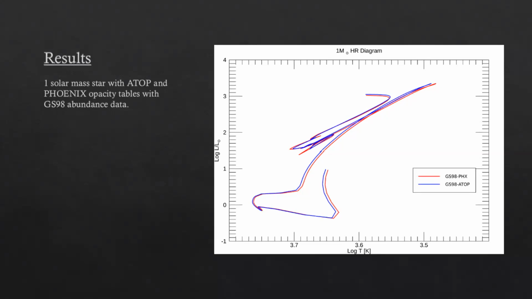So this is comparing Phoenix and ATOP runs, with the same abundance data from GS98. Again, they are a little bit different, and again the difference is really in the red giant branch. It's the same abundance set, but Phoenix and ATOP, two different opacity codes, give us slightly different results here in the red giant branch.